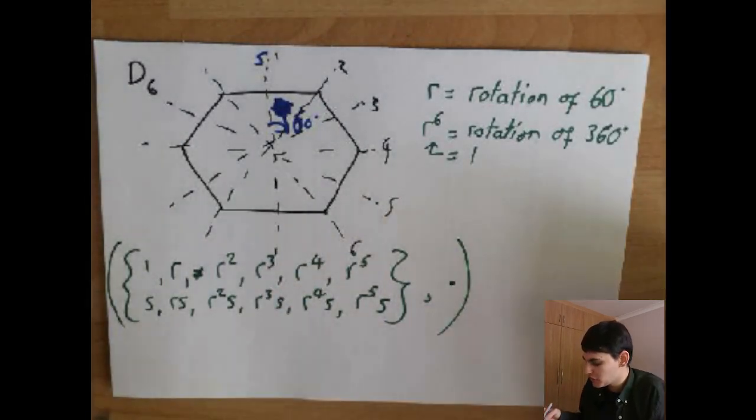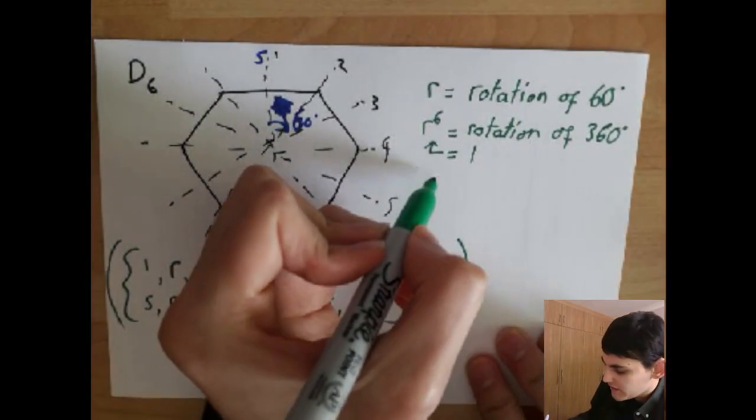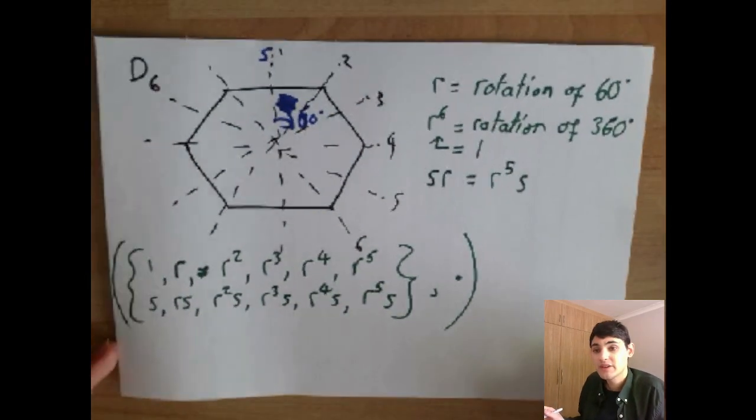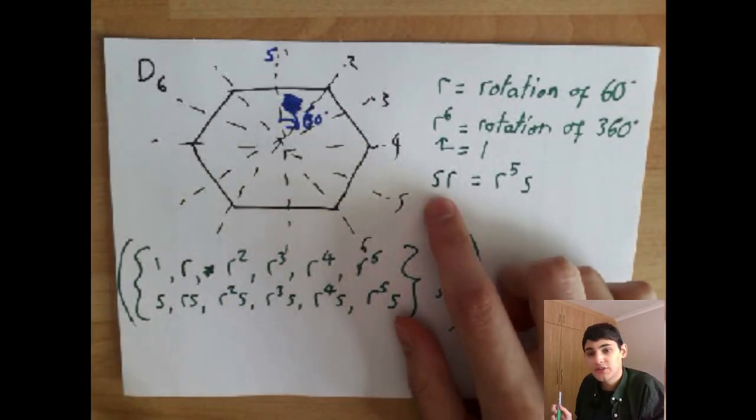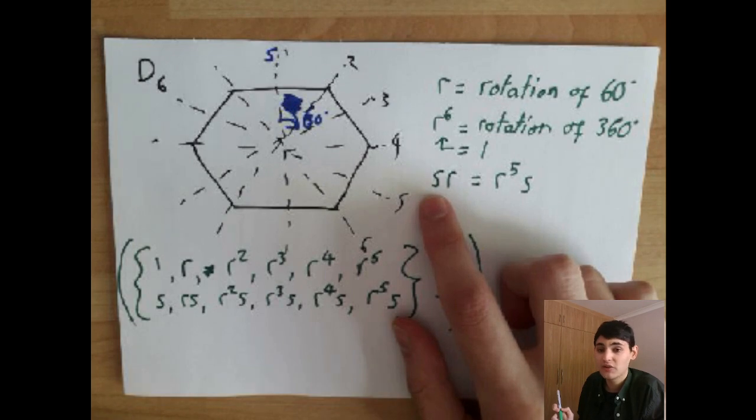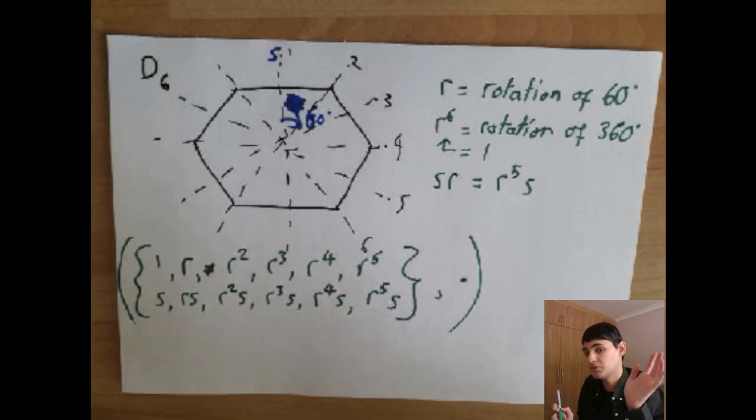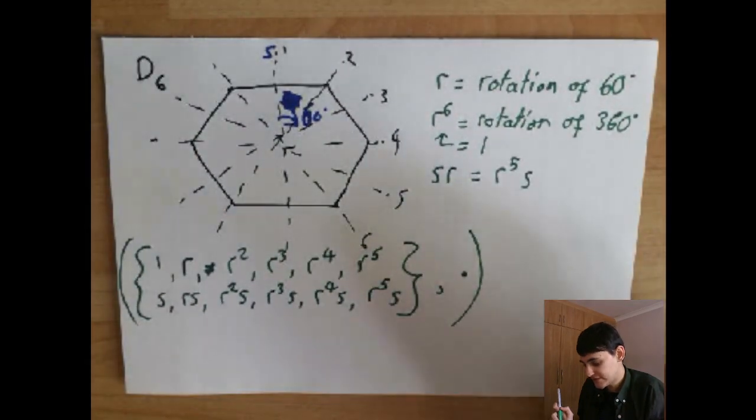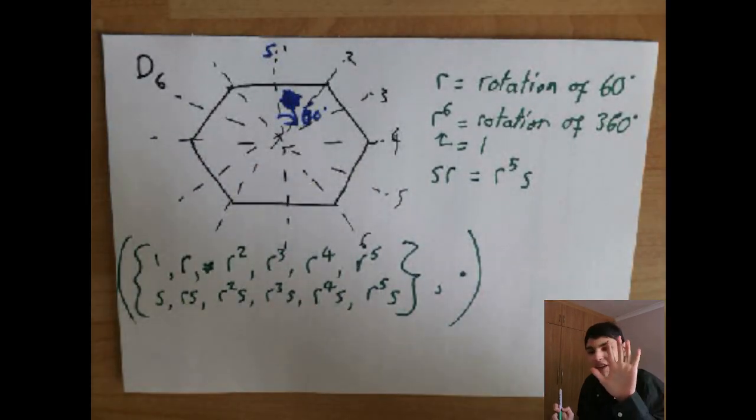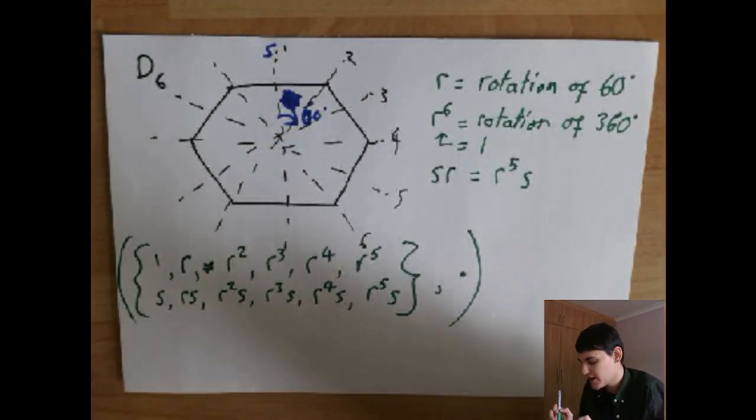Now we also have the rule that SR equals R to the 5 S. So if you've got S times R, that means do a rotation of 60 degrees and then a reflection in the vertical line, because we set it by default as a right to left reading. That is the same as doing a reflection in this, and then rotating by 5 times. So that's a rule.